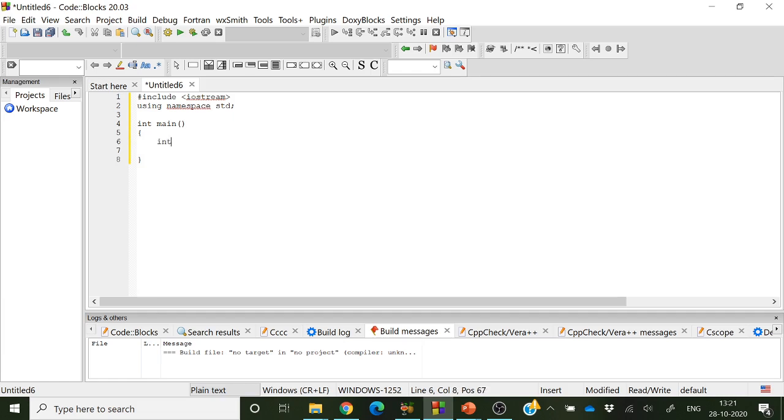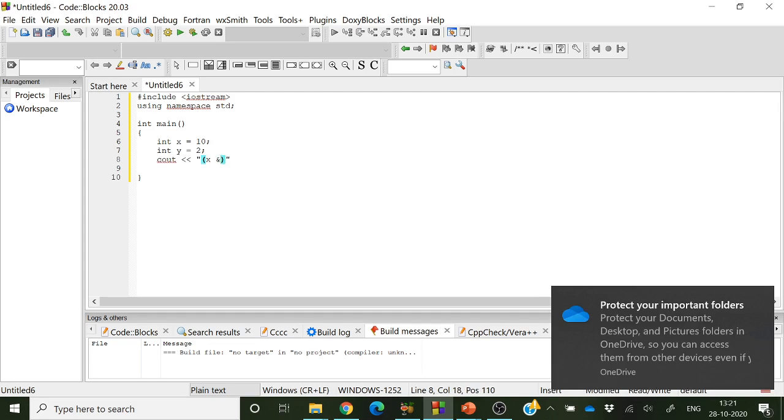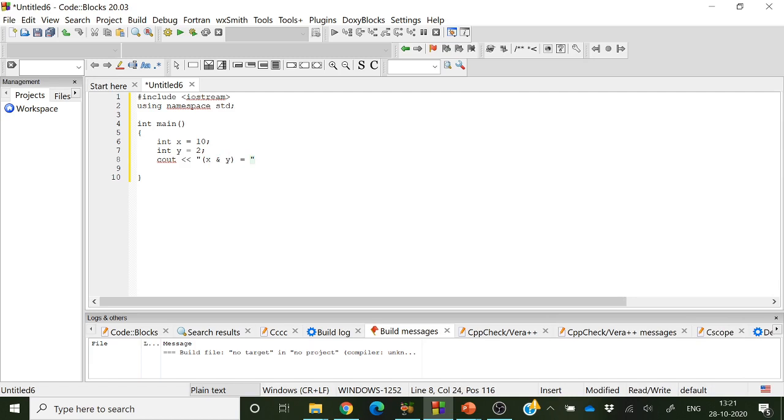I declare two variables, int x equal to 10, int y equal to 2. Now I want to see the output of applying the bitwise AND operator, x and y. You have to put this expression inside the parentheses, otherwise the compiler will show an error. Okay, now we'll try to run it.